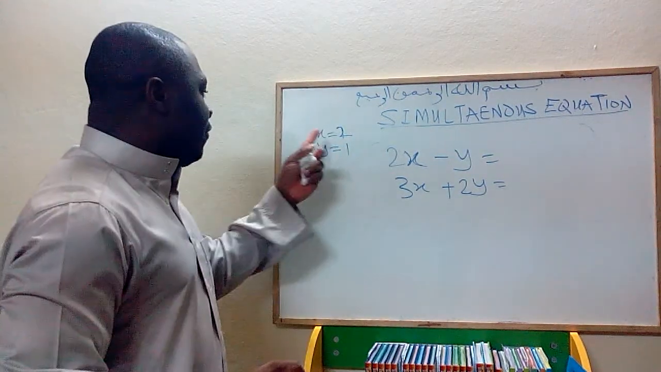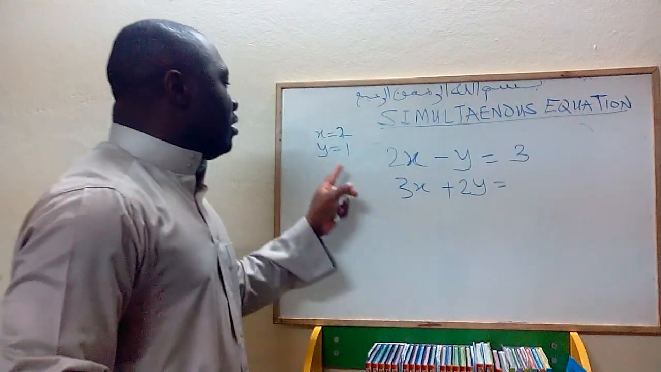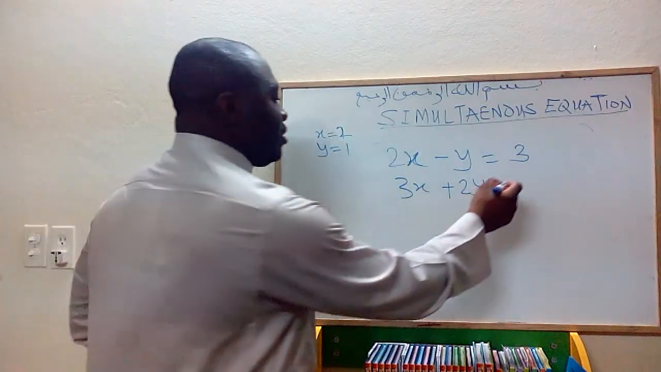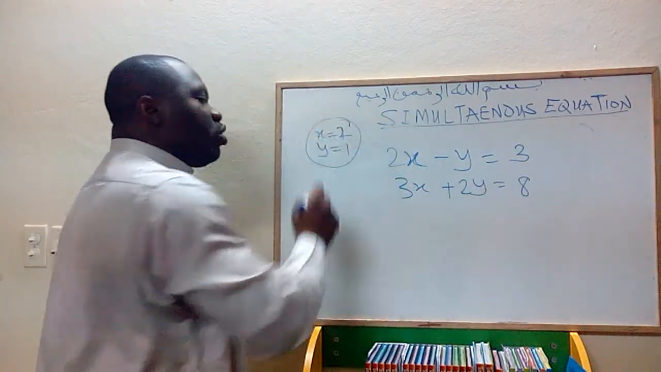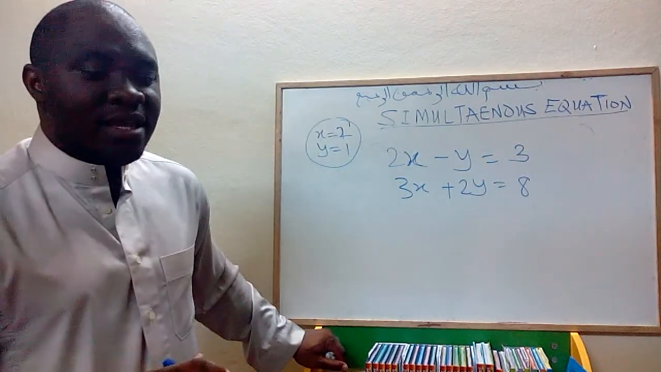Now based on what we have here, if we say 2 times 2, that's 4, 4 minus 1, this should be 3. 3 times x is 6 times 2 is 6 plus 2, that would be 8. Now let's assume we don't know what the answers are. We now seek to solve them.